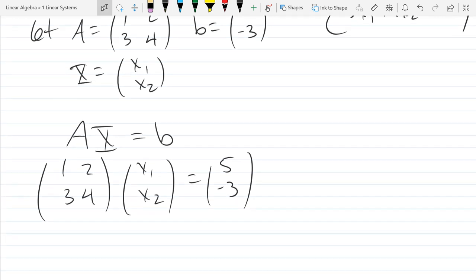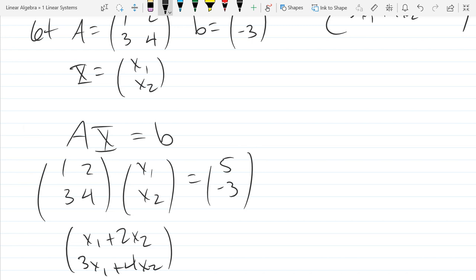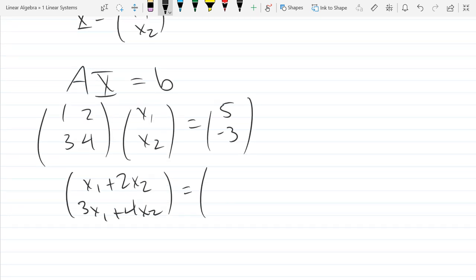We did the product on the left already. It's pretty easy to multiply: row 1 is x1 plus 2x2, and row 2 is 3x1 plus 4x2. And the right side is still 5, negative 3. So we have a matrix equals another matrix. First of all, do they have the same dimension? Does it make sense to say these two matrices have at least the same structure, the same size? They're each two rows, one column. So they're the same dimension.